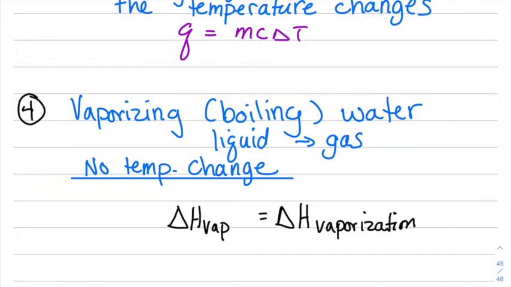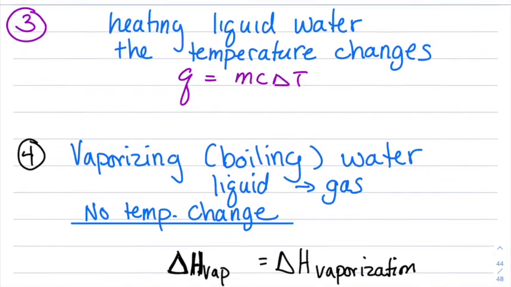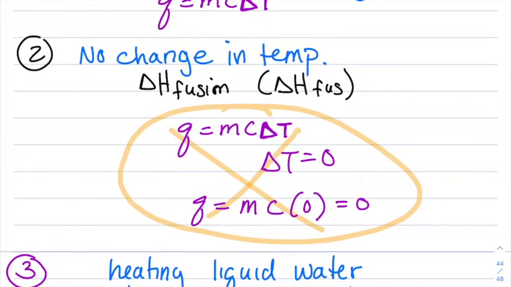So again, whenever you have no temperature change, you cannot use Q equals MC delta T because the delta T will go to 0 and then the whole thing will become 0. So anytime you have a phase change, you will always be using this enthalpy right here, the delta H. If you are boiling or vaporizing, it's going to be delta H of vaporization. If you are melting, it's going to be delta H of fusion.